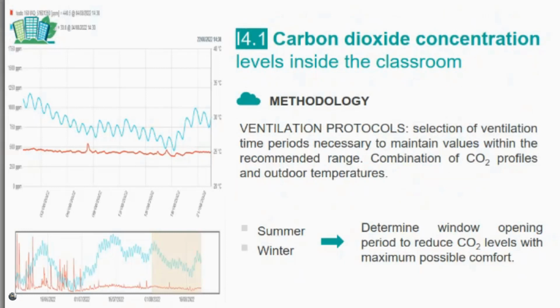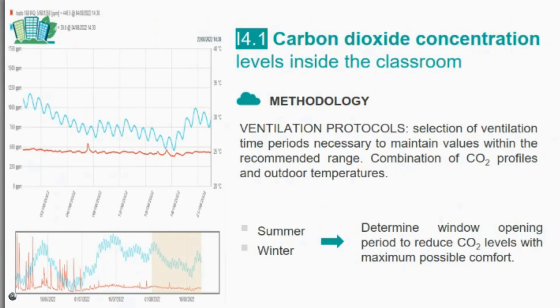A direct application of the recording of CO2 concentration is the selection of the ventilation time periods necessary to keep the values within the recommended rates. The recording of the concentration values gives the time of day at which the values can reach high levels, and by combining these profiles with those of the outside temperature, the most suitable times for opening doors and windows and for how long can be found. This could be valid for both summer and winter, but of course with different times. In the case of automatically opening windows, their programming can be easily adapted from time to time.